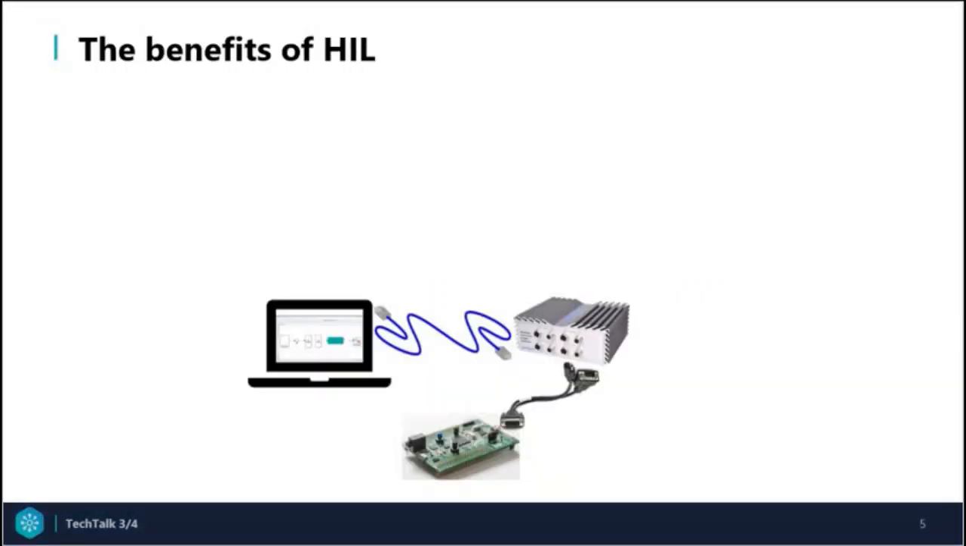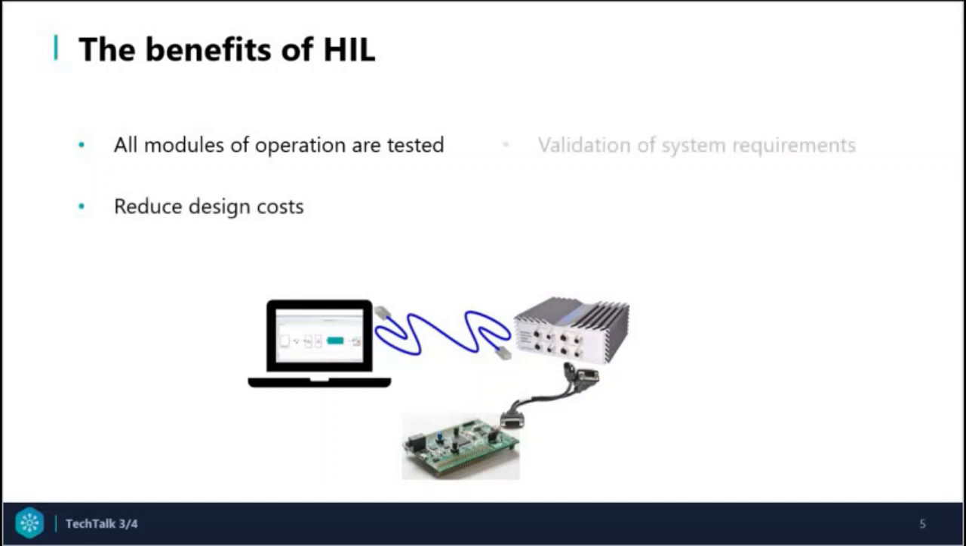Here we consider four main advantages of HIL. The first is all modules of operation are tested. The second is the design costs are reduced. The third is the system requirements are validated and verified. And last but not least, the simulated plant runs in real time.